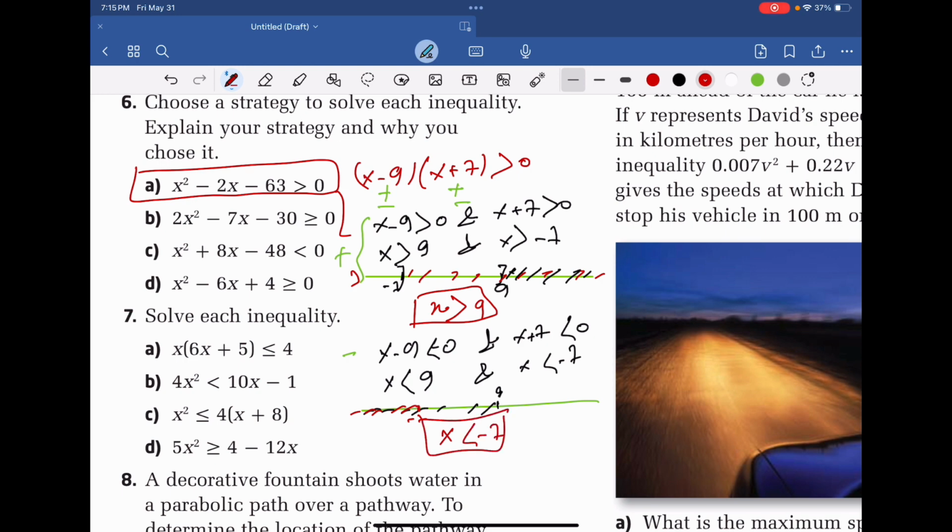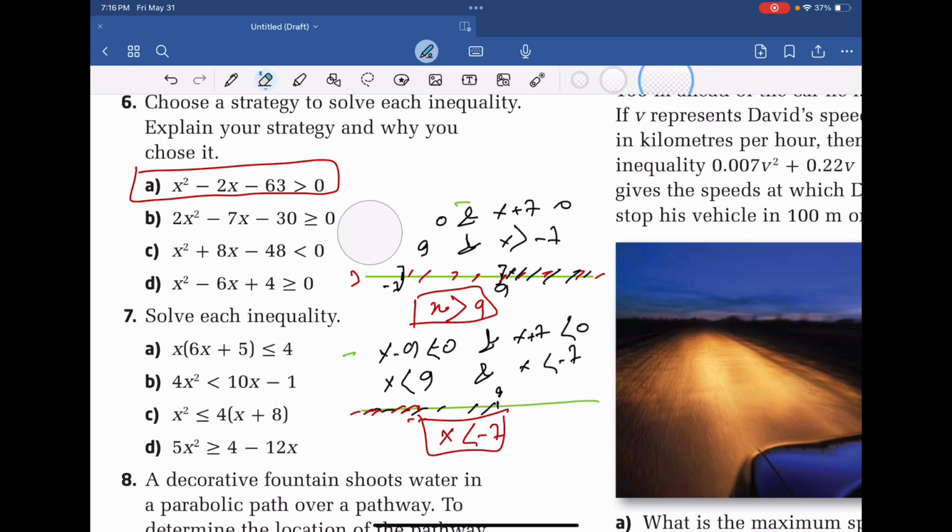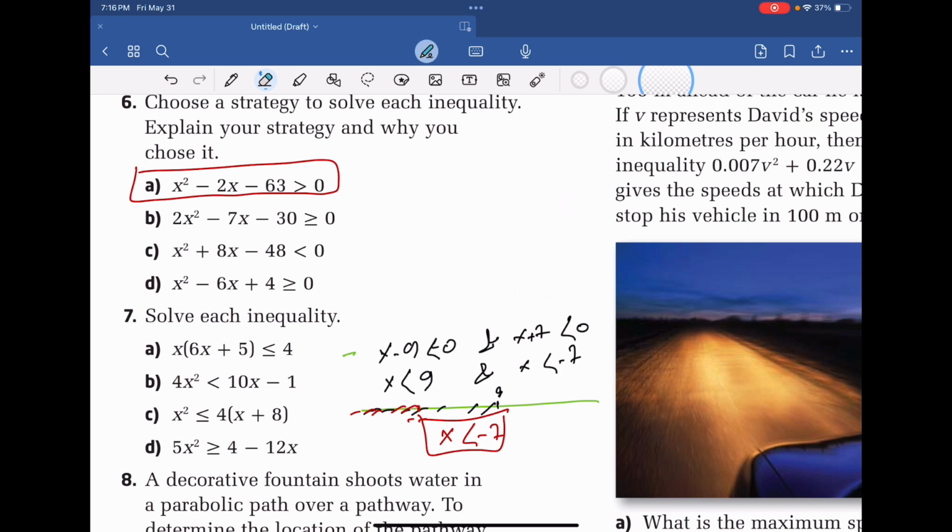So the answer for the first question, let me write it here above: this will be strictly positive for x such that x is less than minus 7 or x is greater than 9, and x is in R. So this is the answer. Good for the first one.